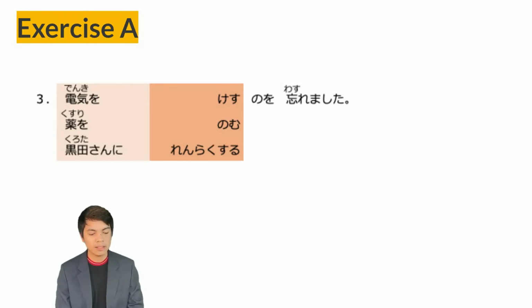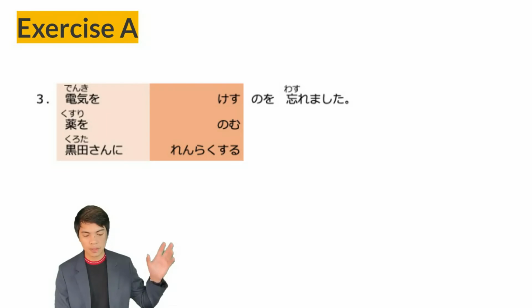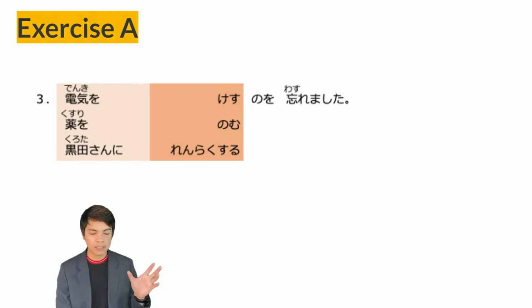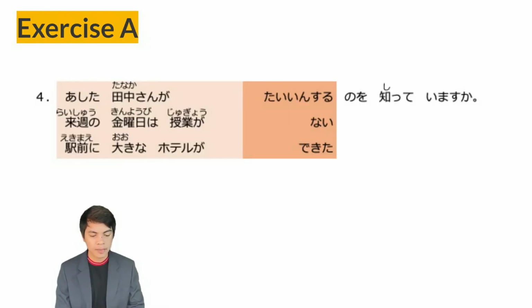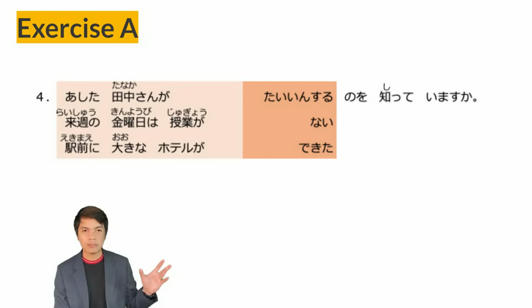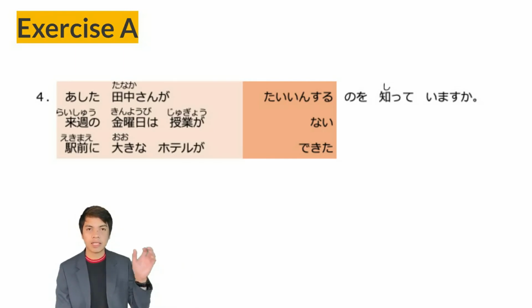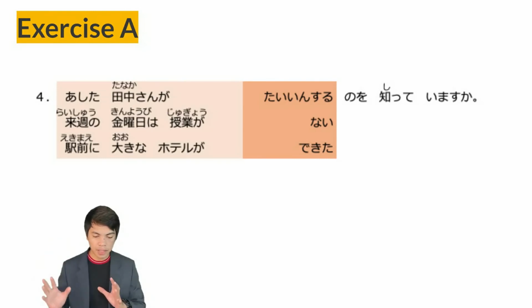Next line. Kurota-san ni renraku suru no o wasuremashita. So I forgot contacting Mr. Kurota. Kurota-san ni renraku suru, to contact Mr. Kurota. Next line. Ashita Tanaka-san ga tai-in suru no o shite imasu ka? So once again, the verb shite imasu, shite imasu ka, do you know? It uses the particle o for its object.